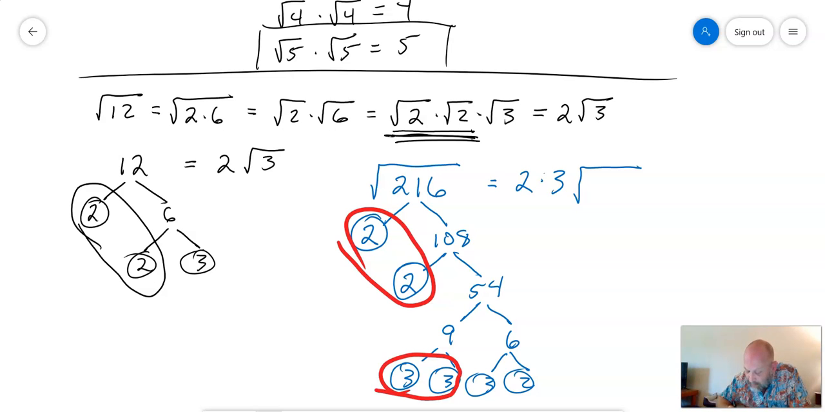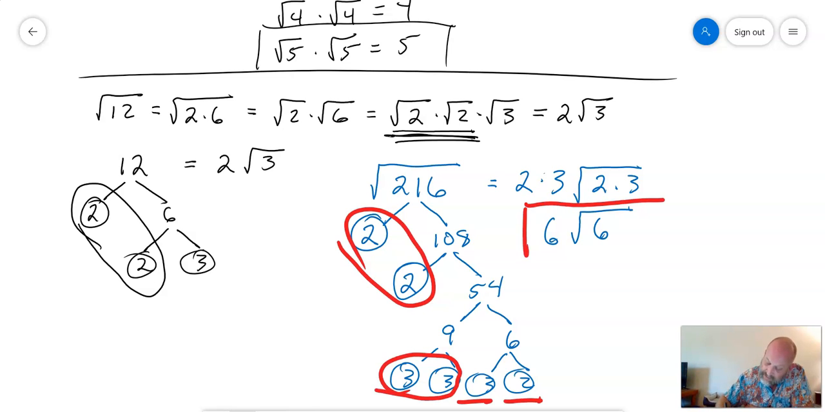And then looking over my circled things again, the only things I have left are this and this, and neither of them have pairs. And so I'm just going to write those here on the inside and then just multiply out anything that's left. So 2 times 3 is 6 times the square root of 2 times 3, which is also 6. And so my final answer is 6 times the square root of 6.